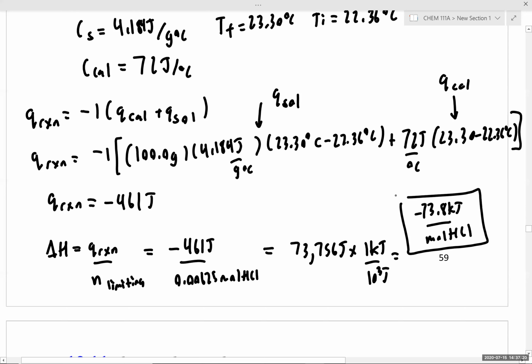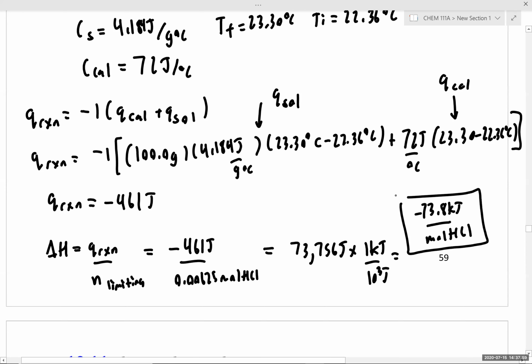It's really important that you specify your enthalpies in terms of kilojoules per mole. Kilojoules per mole. Okay? And moles, not just of anything, but moles of what? In this case, we're very specific. This is the heat generated, or this is the enthalpy of reaction in terms of kilojoules per every mole of hydrochloric acid that is reacted.